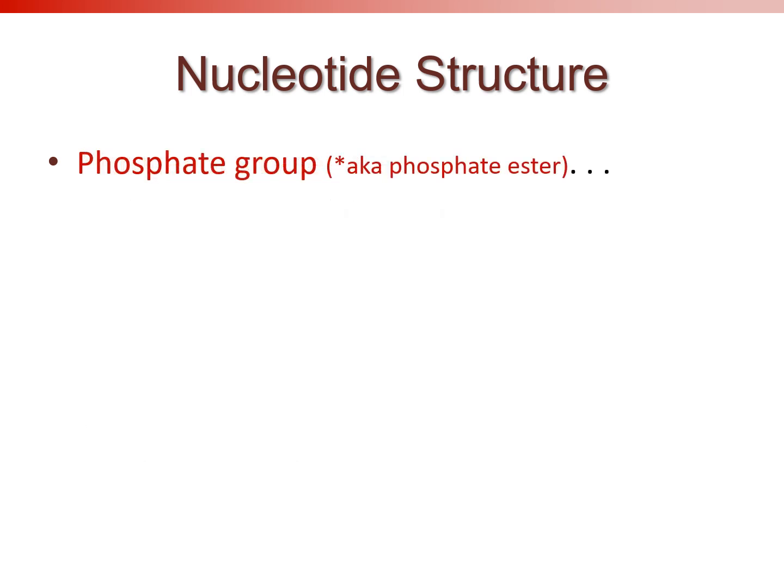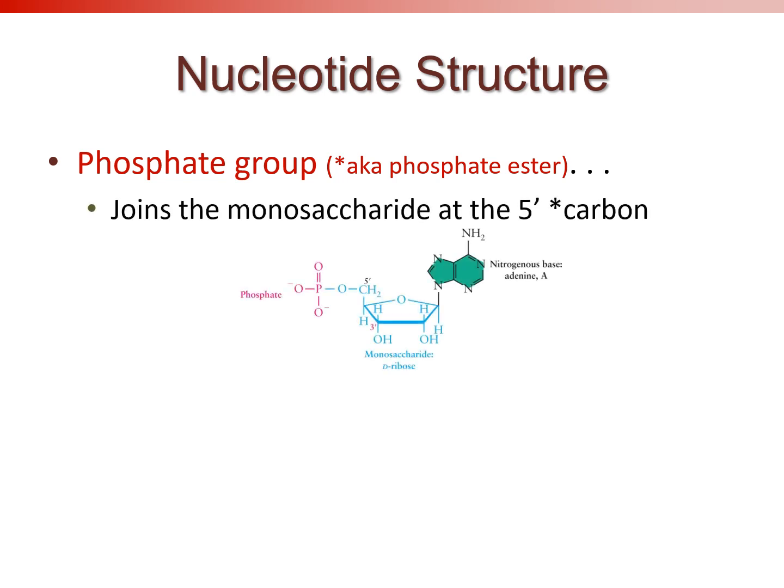So we've talked about those nitrogenous bases. Let's talk about the other end of this molecule, the phosphate group. So the phosphate group is going to be what joins to the sugar ring at the 5th carbon. Here in this picture we see our nitrogenous base right here, which happens to be adenine. And then at the 5th carbon, 1, 2, 3, 4, 5, we see that phosphate group joining in right there.